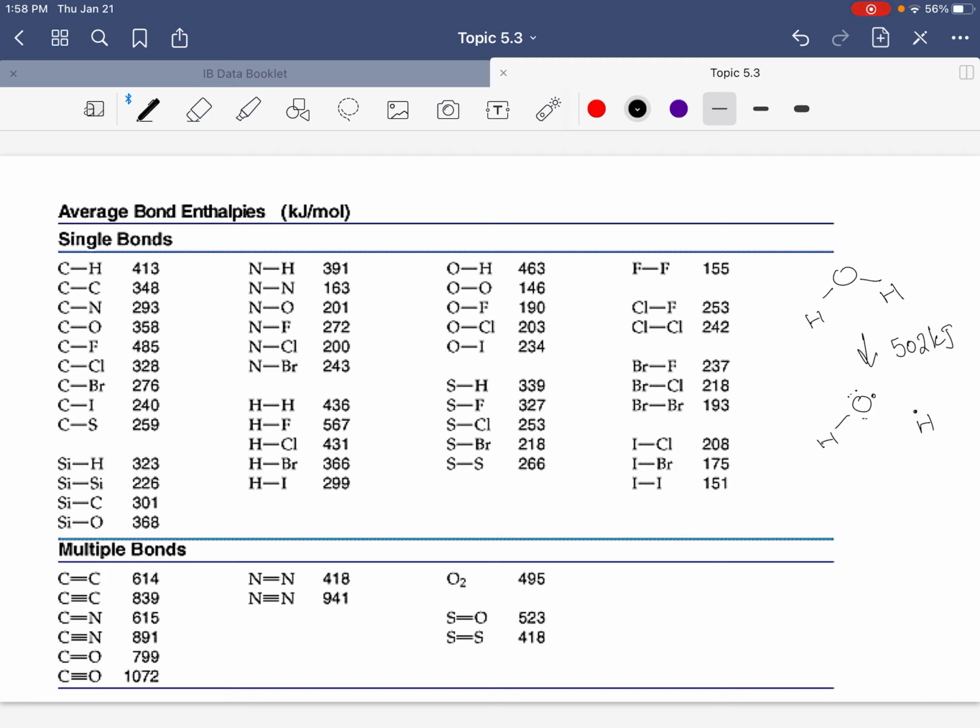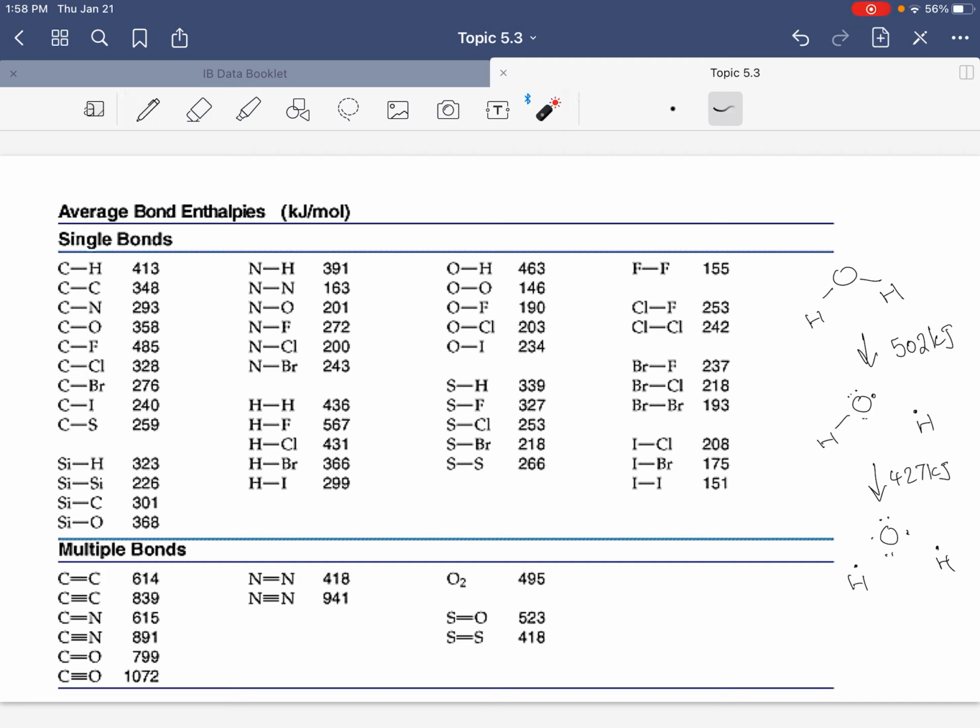Now, that's an OH bond that you broke. And you're going to do the same. You're going to break this OH bond too, because you want all of these to be little individual atoms when you put them back together. But the thing is this: to break the second OH bond, it's not 502. It's actually easier. It's actually 427 kilojoules to break the second OH bond.